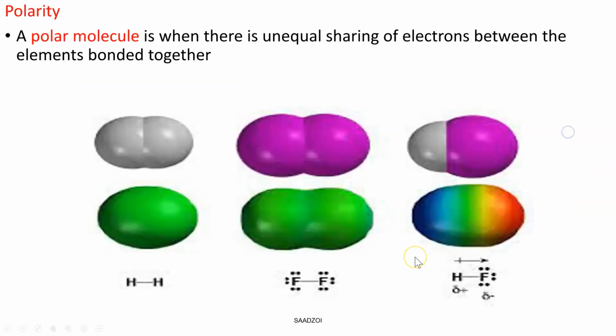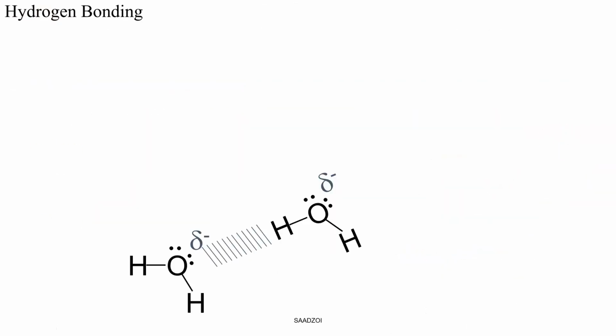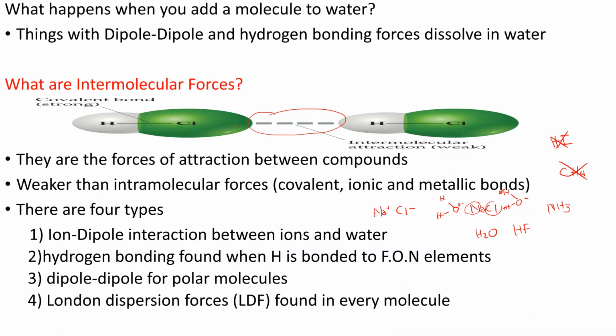Number 3 on our list, sorry, went a little too fast there, is dipole-dipole, and these are for polar molecules. So anytime the molecule is polar, you have dipole-dipole interactions. And if you forgot what polar means or are not familiar with it, we're going to go into it in a few minutes. And then finally, London dispersion forces.